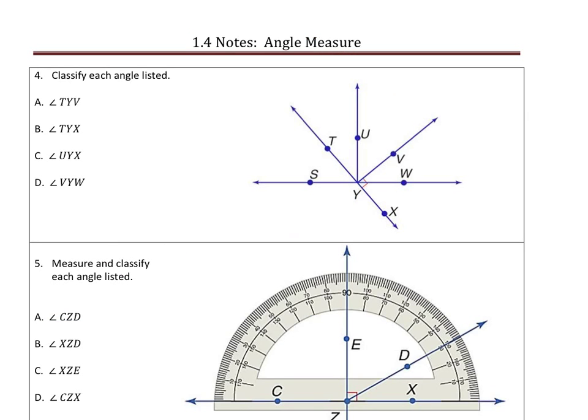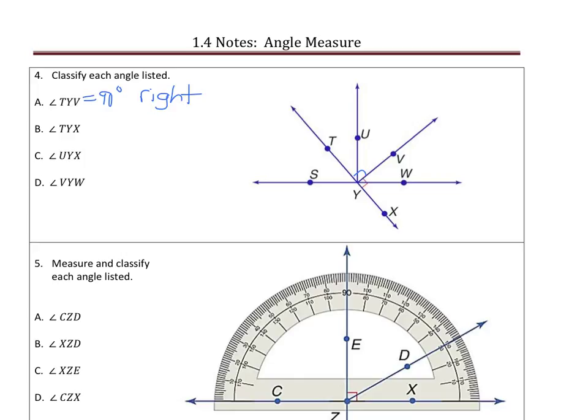Classify each angle listed. Angle TYV. So let's look at TYV. TYV is a 90-degree angle. It's a right angle, and we would know that because it's forming a straight line with another right angle. So a straight line is 180 degrees, if I subtract 90 degrees from that, I get 90. So we would say this is 90 degrees, and it is a right angle.